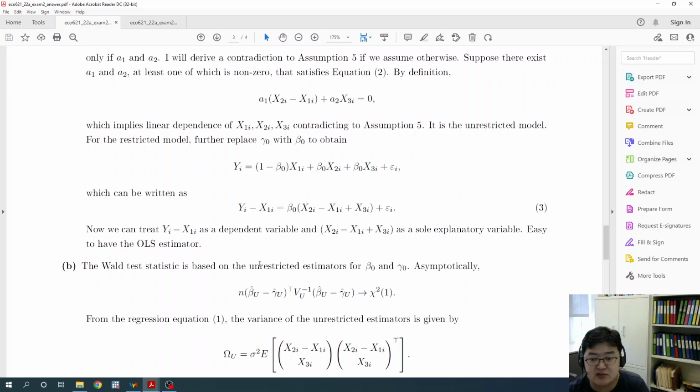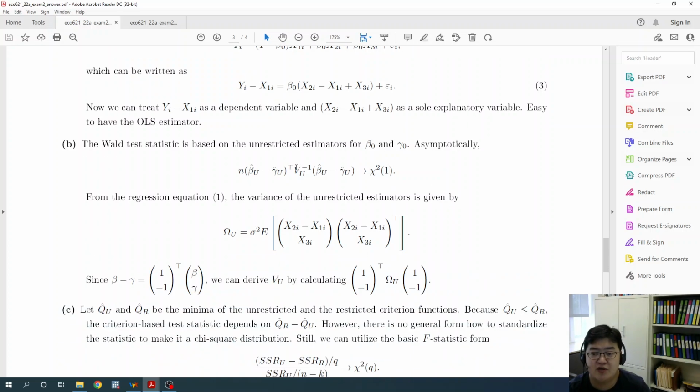Remember, the Wald test is based on the unrestricted estimators. Simply speaking, we are going to compare the estimate of beta and the estimate of gamma and see if they are the same or not. So we focus on their difference, and we have to obtain its variance to standardize it. In the end, we know it converges to a chi-square with degrees of freedom equal to 1, because there is only one equation in the hypothesis, one dimension.